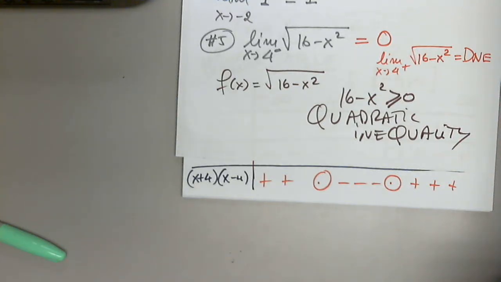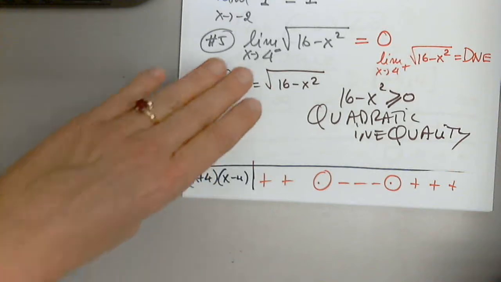Do we understand the concept of determining, or the process of determining the domain of a square root? Yes, please. Timo? Yes?